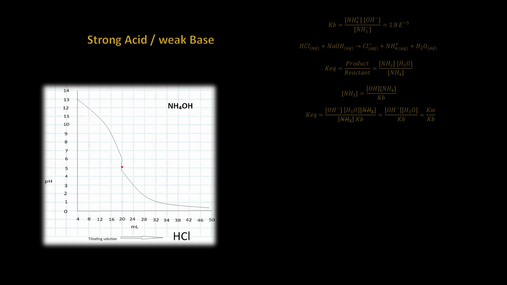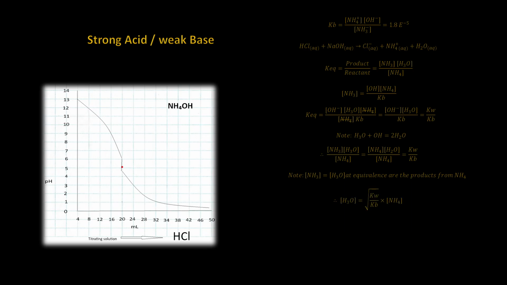Now note that the reaction between the hydronium and the hydroxide creates water, hence the Kw in the equation. Also, the reaction between the ammonia and the hydronium creates water and ammonium, which is soluble, and thus the equation is also reduced to Kw divided by Kb. In addition, note that the molarity of the ammonia equals the molarity of the hydronium at equivalence, and they are the products formed from the ammonium during dissociation. Therefore, the molarity of the hydronium is equal to the square root of Kw divided by Kb, then multiplied by the molarity of the ammonium.